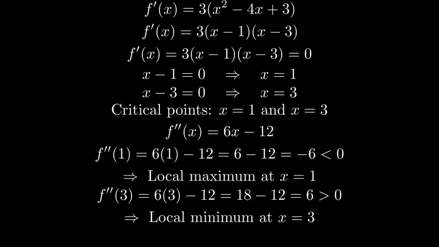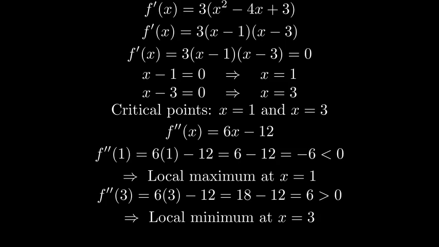Finally, let's calculate the y-coordinates of these turning points. For x = 1, we have f(1) = 1^3 - 6 times 1^2 + 9 times 1 + 1, which equals 1 - 6 + 9 + 1, which is 5. So the local maximum is at the point (1, 5).